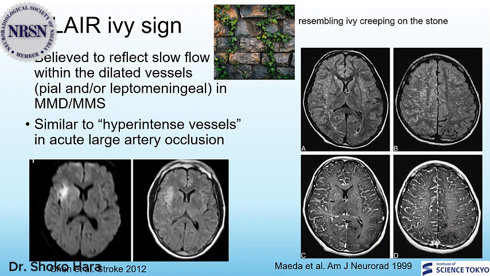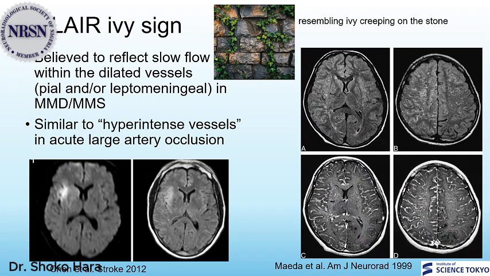The last topic is the FLAIR IV sign observed in patients with moyamoya disease and moyamoya syndrome. The IV sign is an MRI finding characterized by high signal intensities along the cortical sulci and subarachnoid spaces, resembling IV creeping over stone. The original IV sign was described on gadolinium-enhanced T1-weighted imaging and is believed to represent dilated leptomeningeal collaterals on the cortical surface.